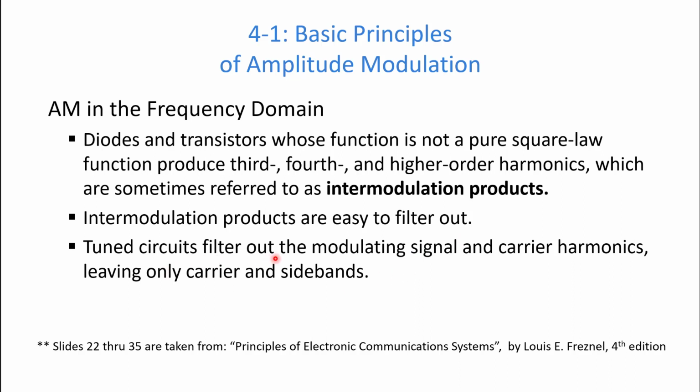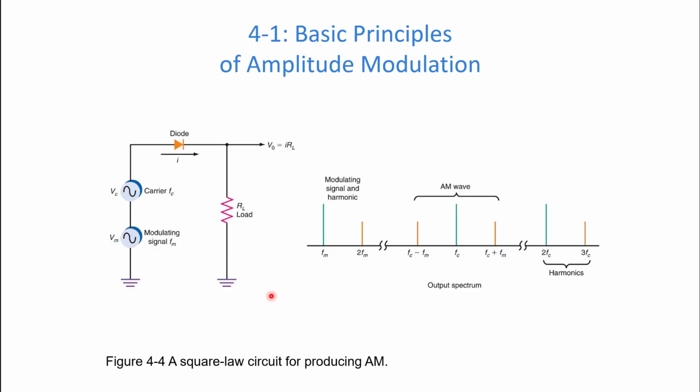Tuned filter circuits filter out the modulating signal and carrier harmonics, leaving only the carrier and sidebands that we are interested in. So the message signal should not get through this circuit. The harmonics should not get through this circuit. Only the modulated carrier, I should say, gets through.